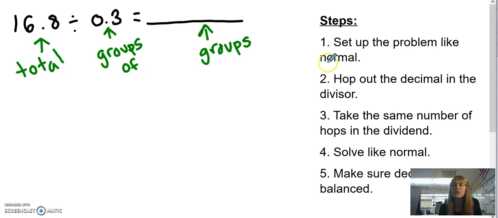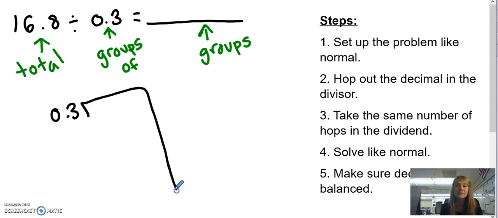The very first thing that we're going to do is set the problem up like a normal standard algorithm problem with a divisor and a dividend. The next thing that it tells us to do is hop out the decimal in the divisor. We can't have any decimals here in our divisor, so we need to hop that decimal out. Now, because we hopped that decimal out, we need to do the same thing to our dividend.